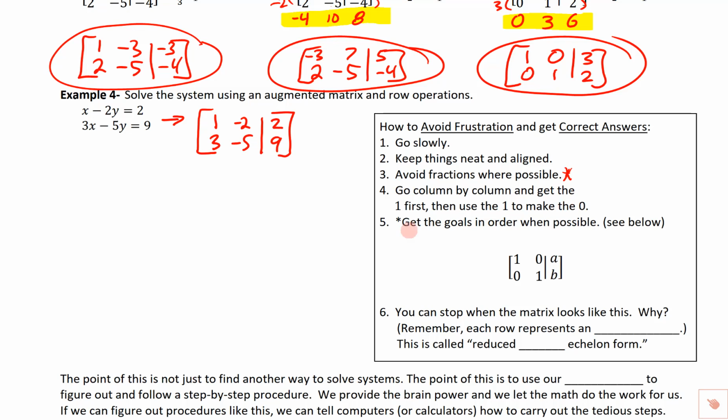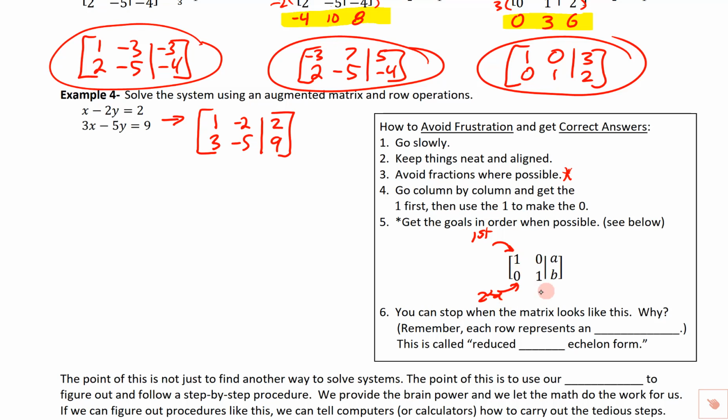So here's the goal. The first goal is to get a 1 right here. So if we can do that first, that's what we want to do first. Then we want to use that 1 to make the zeros like we were saying here. So we want to do that second. So we've got that column taken care of.